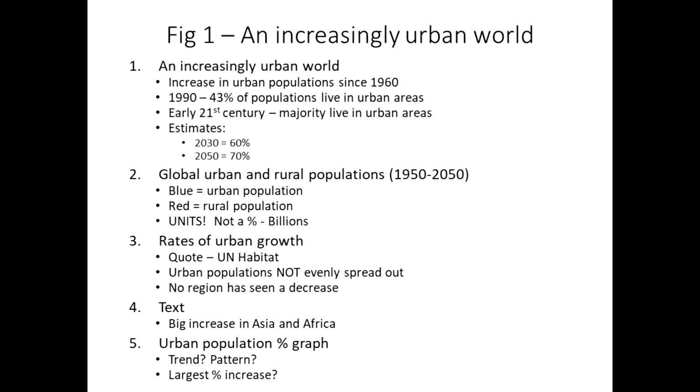Some of the main bits of information in there is that urban populations are not evenly spread out. They're condensed to certain cities and areas, and they're not just spread across all of the cities. And no region has seen a decrease. We've then got a piece of text which goes into the big increase in Asia and Africa. They provide lots of different data to prove this, but again, it's acknowledging that Asia and Africa are seeing a big increase in urban populations.